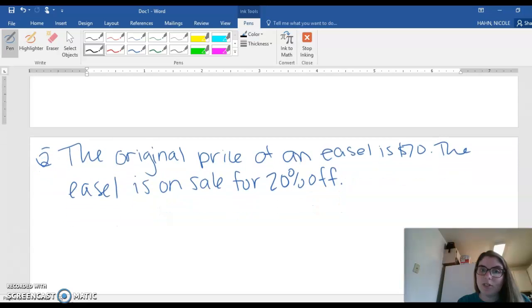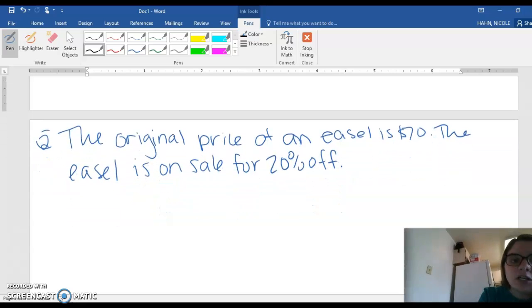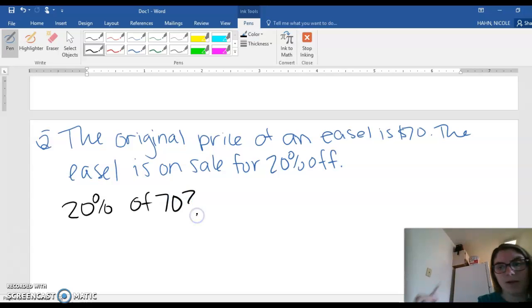So it says the original price of an easel is $70. The easel is on sale for 20% off. So the first thing we need to find is 20% of 70. What is 20% of 70?